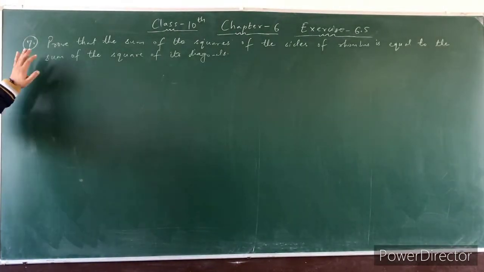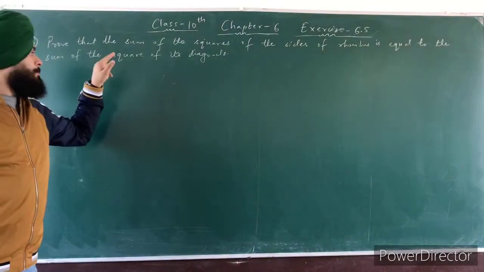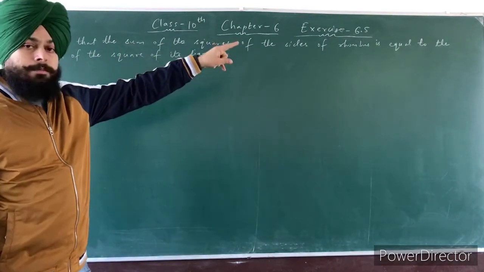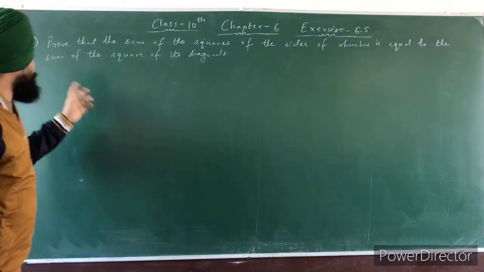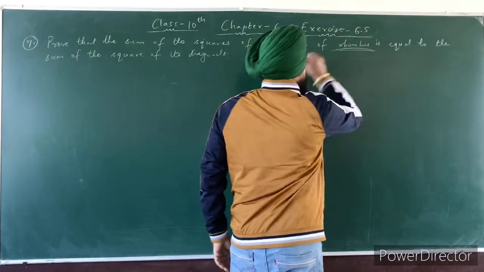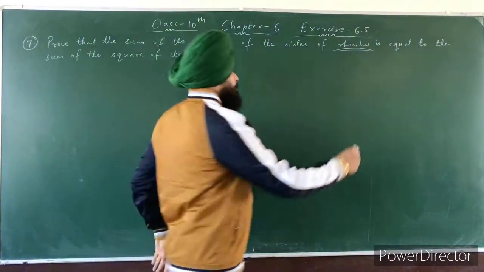Next, this is your question number 7. This is an important question. Prove that the sum of the squares of the sides of a rhombus is equal to the sum of the squares of its diagonals. So first, we have drawn a rhombus.